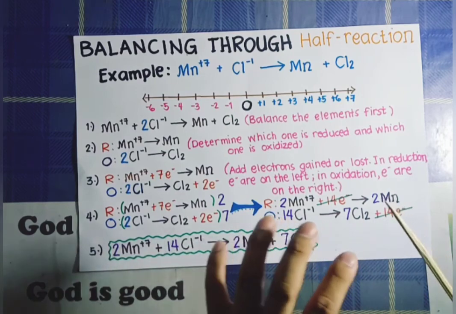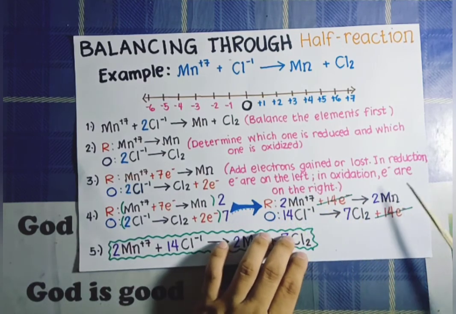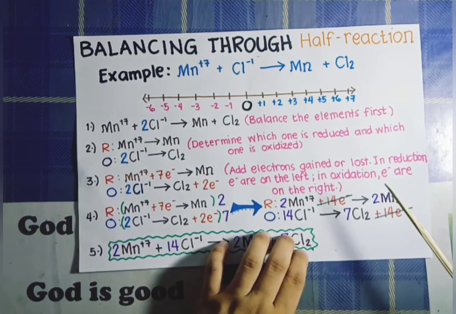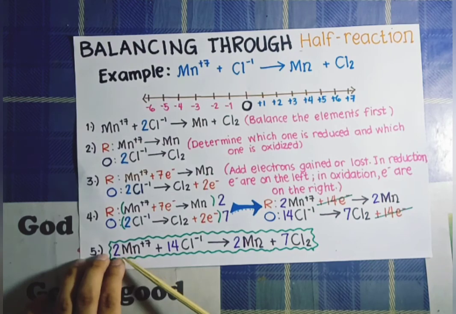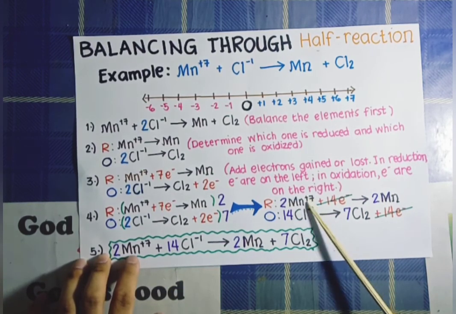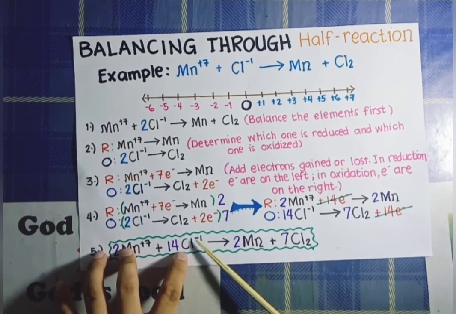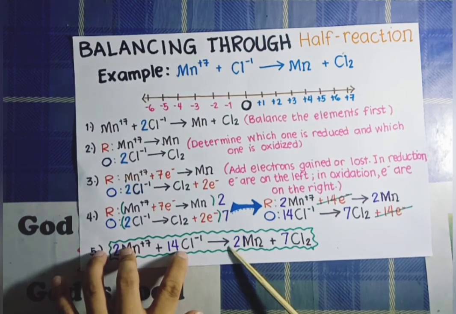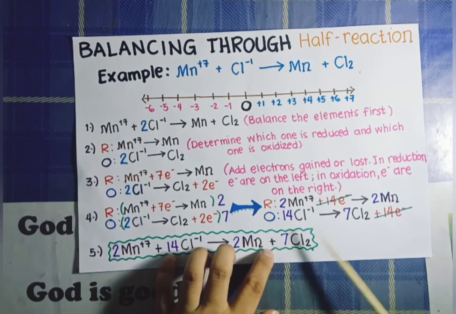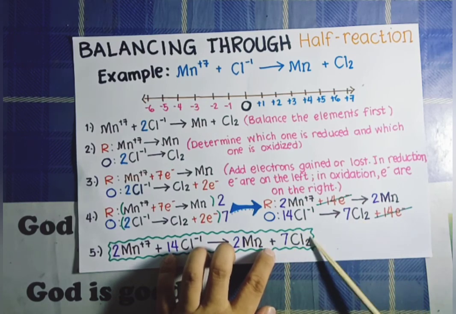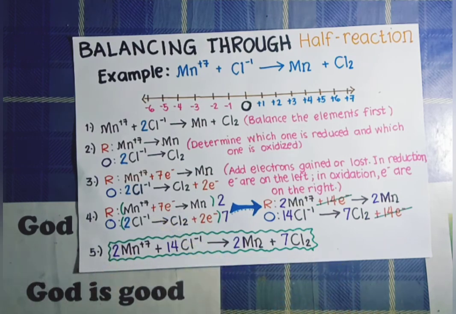Now we're going to combine all the reactants and all the products, and we will have the final balanced redox equation: 2 manganese with a charge of positive 7 plus 14 chloride ions with a charge of negative 1 will yield 2 manganese with no charge at all plus 7 chlorine gas with no charge at all. This is now our balanced redox equation.